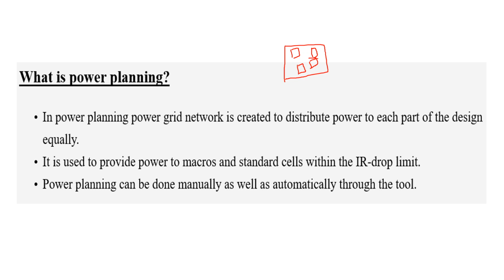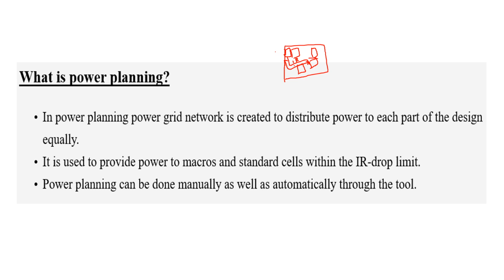Mainly it is used to provide power to macros and standard cells within the IR limit, the current-resistance drop limit. So without dropping, or with less drop, this power should be distributed. If you are placing the power distribution unit here, and you need to distribute power to the corner of this cell, there exists a lot of IR drop due to the large wires, because the length of the wire is higher. Due to this, there exists an IR drop, so this has to be less during your distribution.